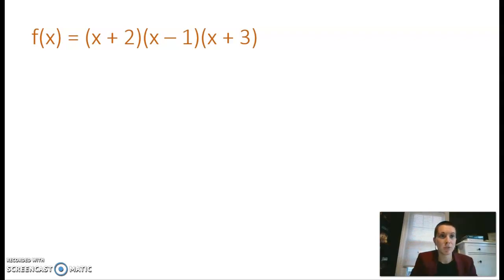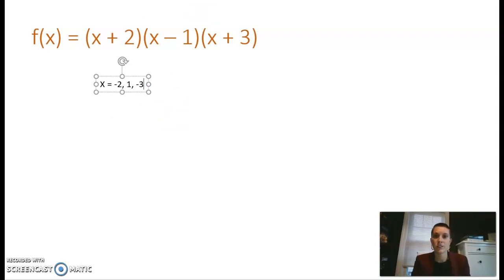So perhaps most importantly, from this, we can tell where our x-intercepts are. So our x-intercepts are at, oops, and I'm so sorry for my dog in the background. Our x-intercepts are at x equals -2, +1, and -3. So at this point, this is all review. So now we're going to get into some new stuff.